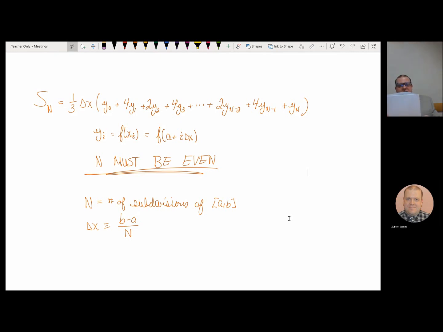Simpson's rule generally is pretty quick, so that's nice. But trap rule and midpoint rule are not.